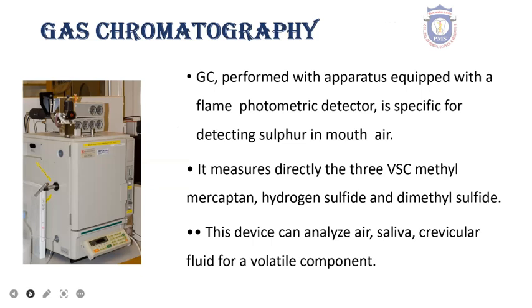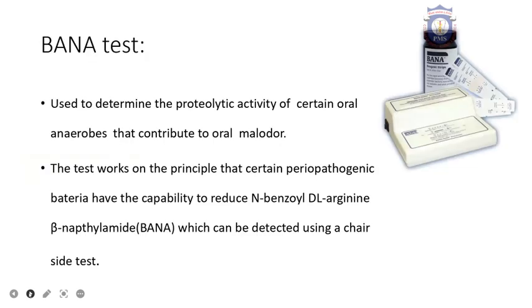It is an apparatus equipped with a flame photometric detector, which is specific for detection of sulfur in the mouth air. It measures directly the three volatile sulfur compounds like methyl mercaptan, hydrogen sulfide, and dimethyl sulfide. And this device can analyze air, saliva, and crevicular fluid full of volatile compounds. Gas chromatography can detect the presence of volatile sulfur compounds, which are the major cause for halitosis.